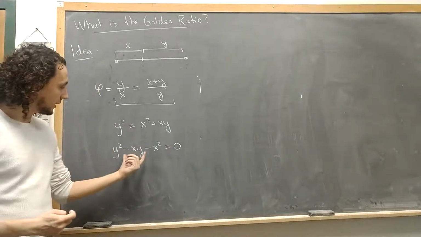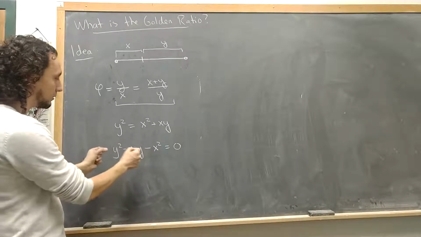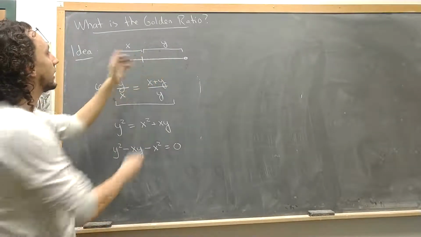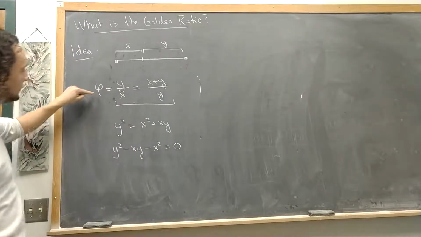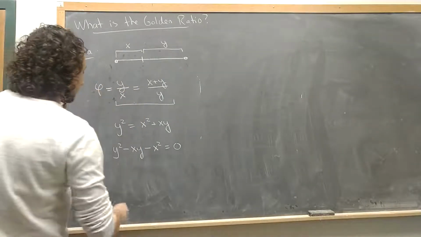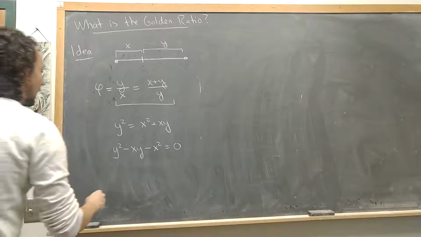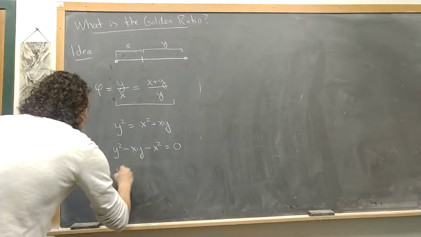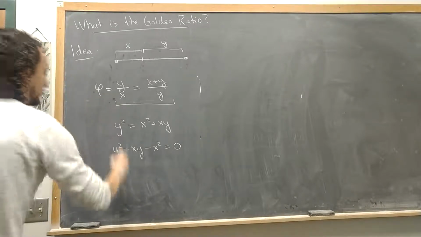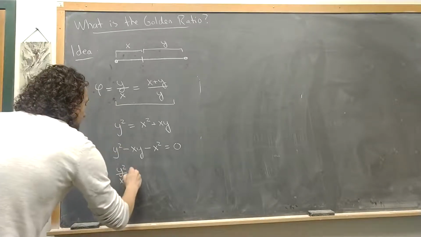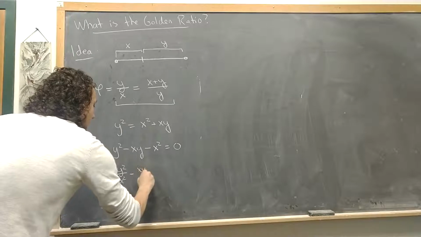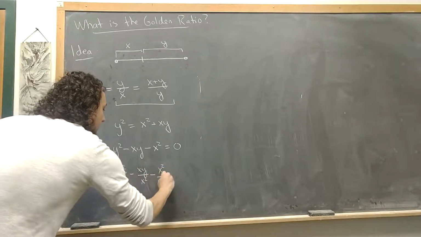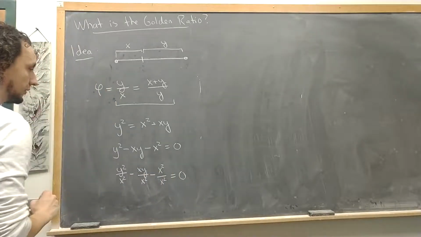Now at this stage we have an equation, but it still has these two component pieces, x and y, the two lengths of the line once we split it up. What I really want is phi, which is y divided by x. So to get phi, I can divide both sides of this equation by x squared. So that gives me y squared divided by x squared minus xy divided by x squared minus x squared divided by x squared equals 0.